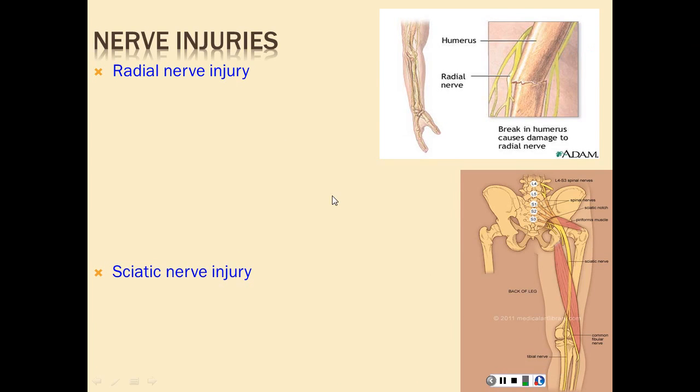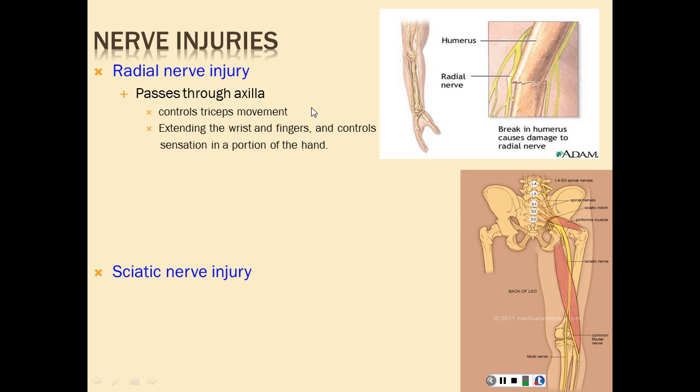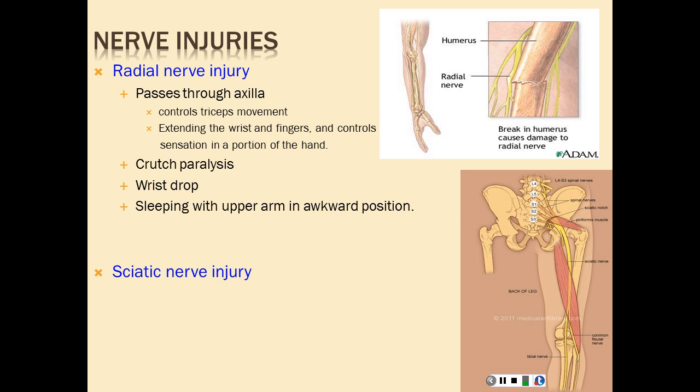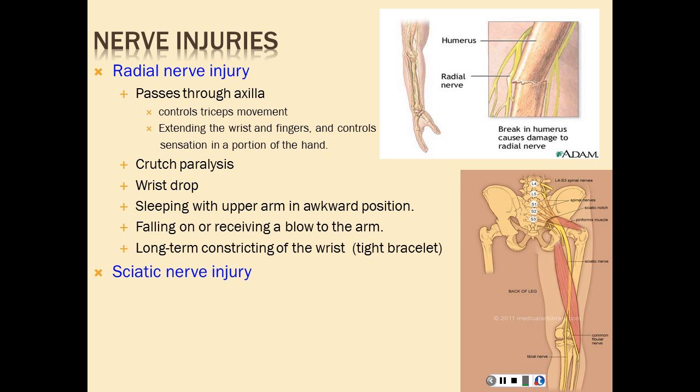Alright, so let's look at some nerve injuries. We have the radial nerve injury, and that passes through the axilla, and it controls the tricep movements, extending the wrist and the fingers, and controls the sensation in a portion of the hand. If a person has this type of injury, they'll have crutch paralysis, they'll have a wrist drop, and sleeping with the upper arm in an upward position. So those are some things that can cause injury to the nerve.